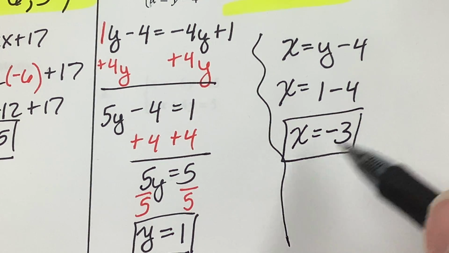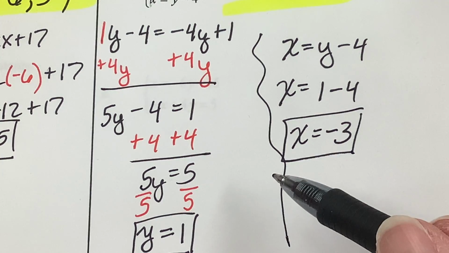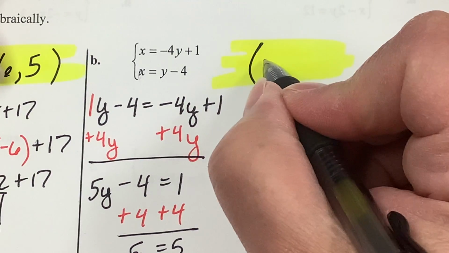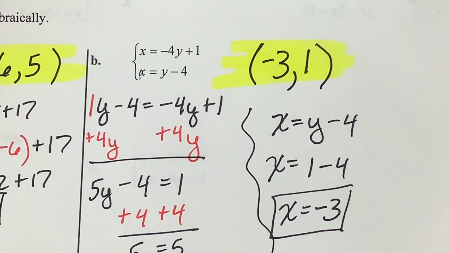That negative 3 goes before the 1. When you make a coordinate pair, x always goes first. So up here, you have to have negative 3, comma 1. You can do this. It's just a matter of step by step, taking your time.